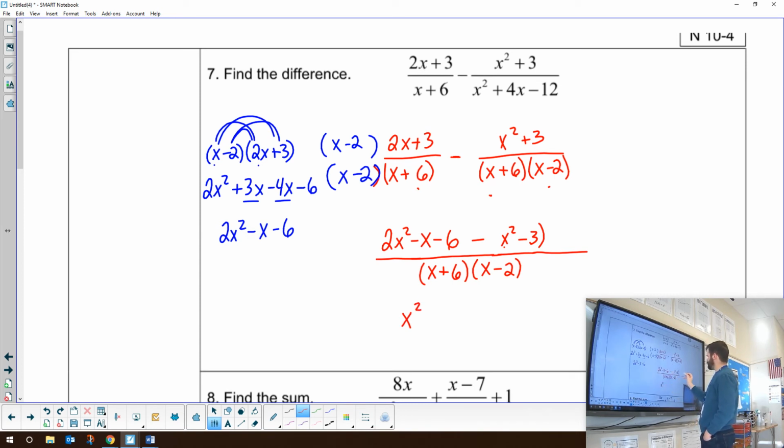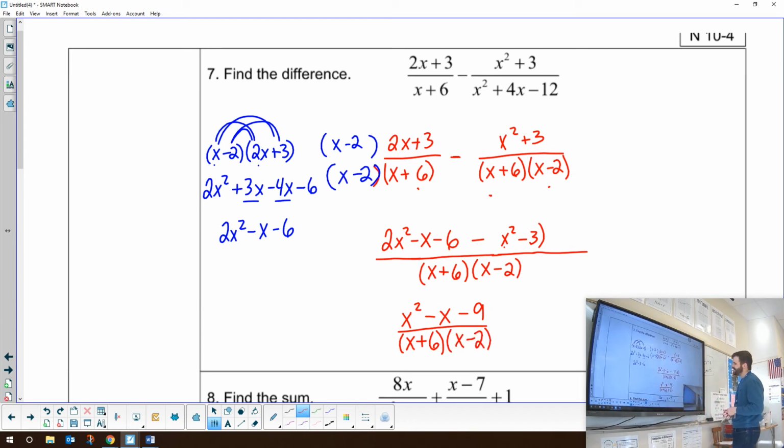Negative x, nothing else over here, so that's negative x. Negative 6 minus 3 is negative 9. And all of this is going to be over x plus 6 times x minus 2. Okay? Now, we can check and see, can I factor my top to be able to simplify? And the answer is no. It doesn't factor, so that's just going to be my answer.